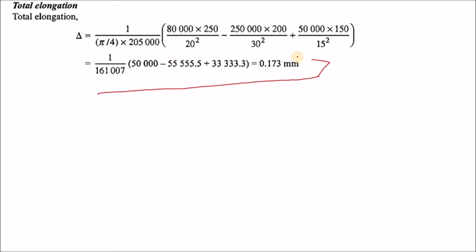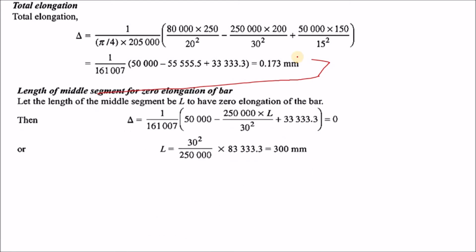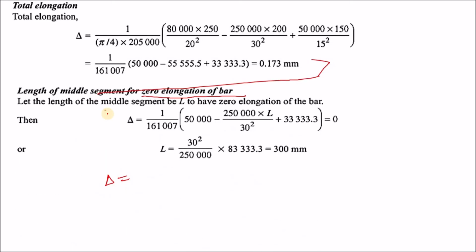We got the answer. Okay. Second part of the question is asking for the length of the middle segment for zero elongation of the bar. At that time, how can we find it out? Del equal to, I am writing here, del 1 plus del 2 plus del 3.